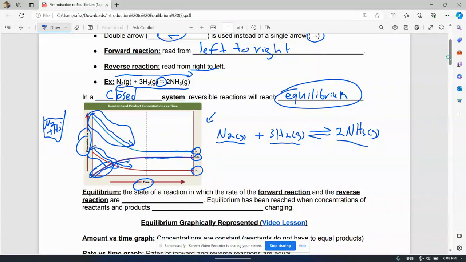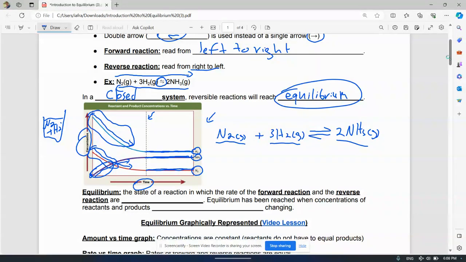And so what you'll see is that there's a point where you no longer have a change in the concentrations. As soon as we reach this dotted line here, the concentration of the reactants and the concentration of the products have stopped changing. They flatlined.